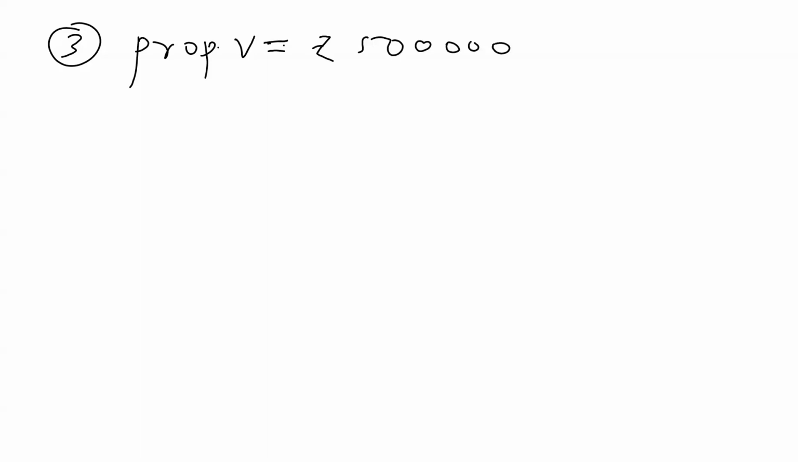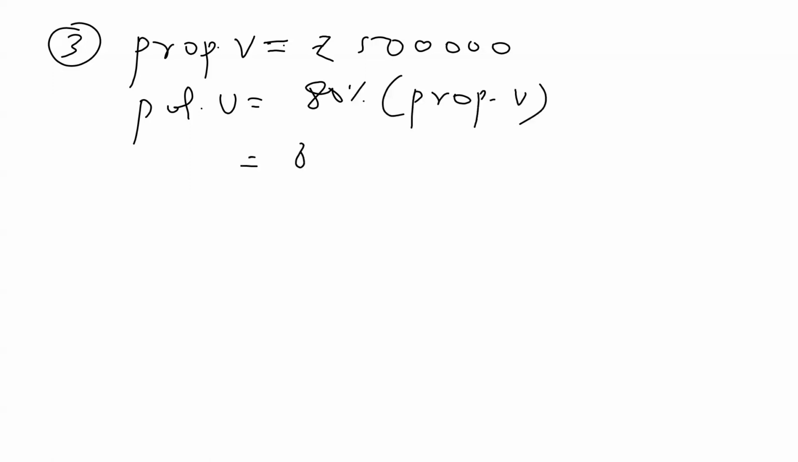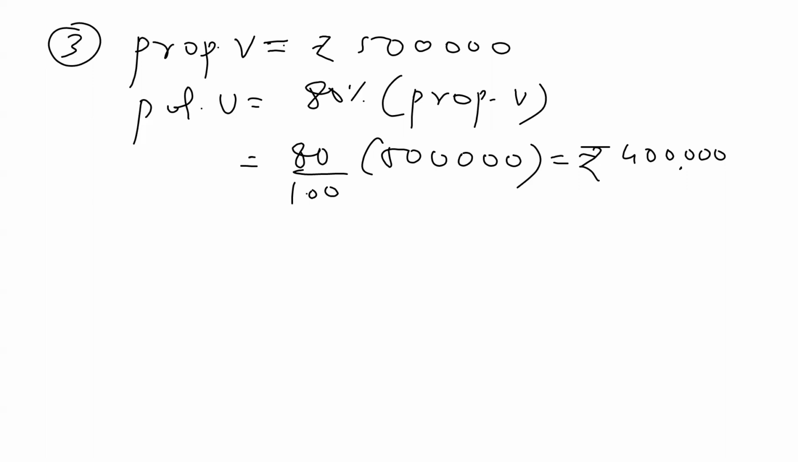Let us solve question number 3. Okay, a person insures his office valued at 5 lakh for 80% of its value. So the value of the office is 5 lakh. The property value is rupees 5 lakh. Okay, policy value. Policy value is 80% of the property value. It's given in the problem. So 80 upon 100 into 5 lakh, that is rupees 4 lakh. If you calculate this, you'll get rupees 4 lakh, right?